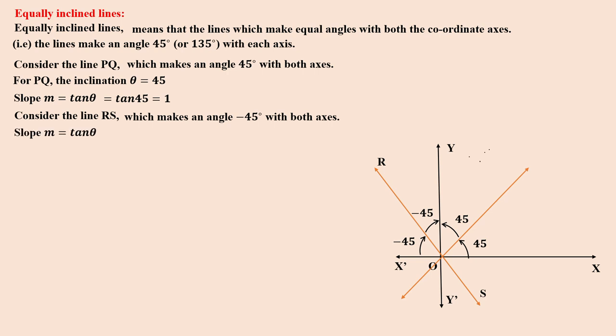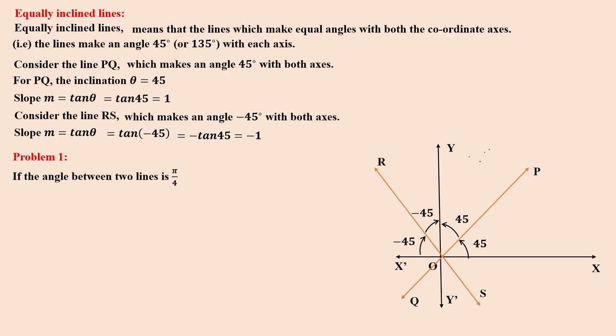So m is equal to tan theta, tan minus 45, so minus tan 45, because tan minus theta is equal to minus tan theta. So minus tan 45 is equal to minus 1. So this is called equally inclined lines. Based on this, we see some problems.